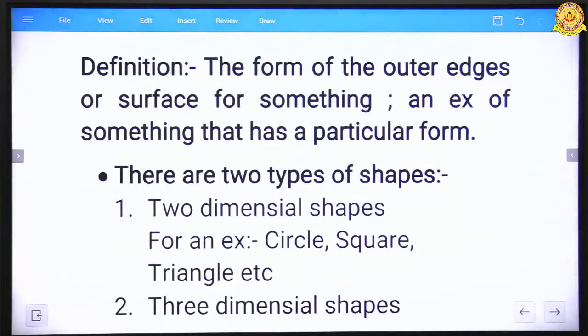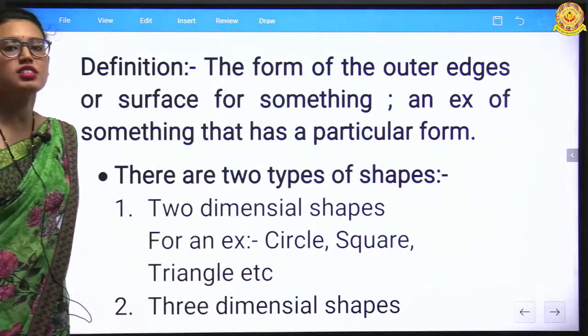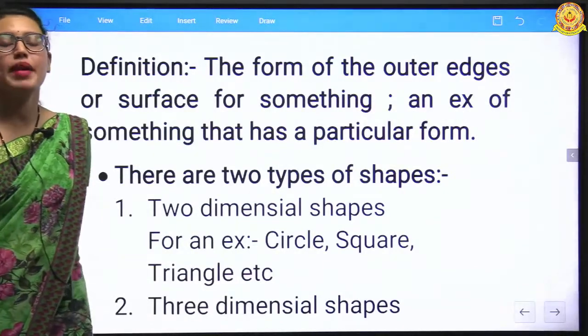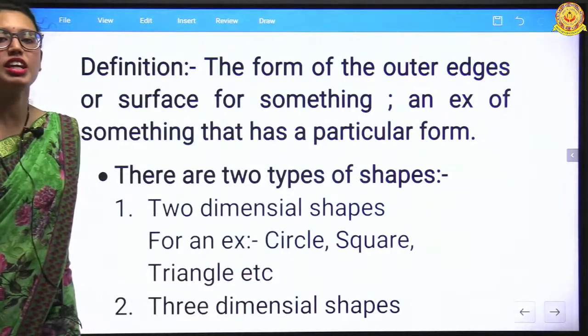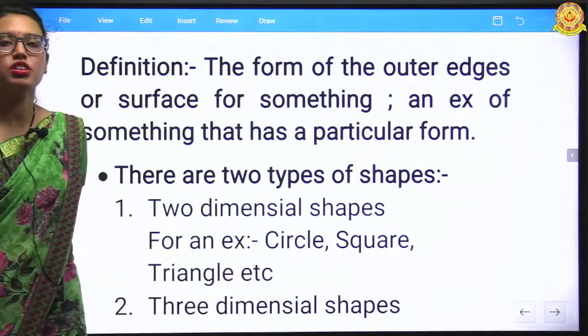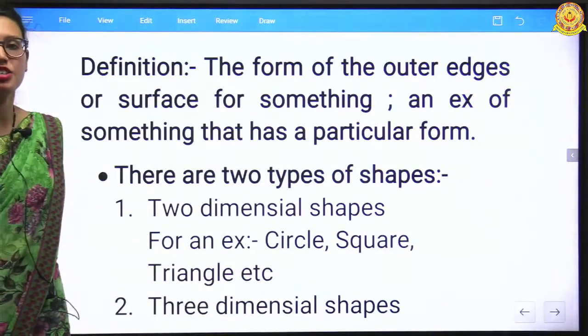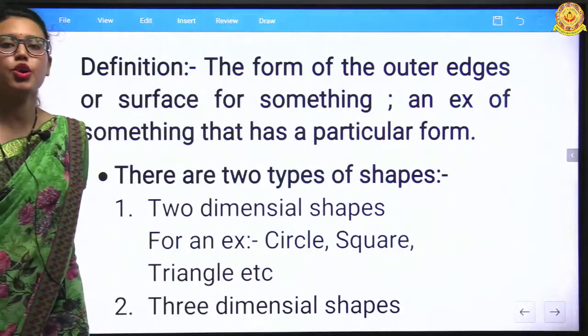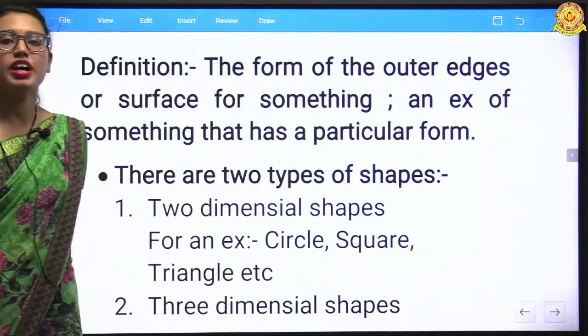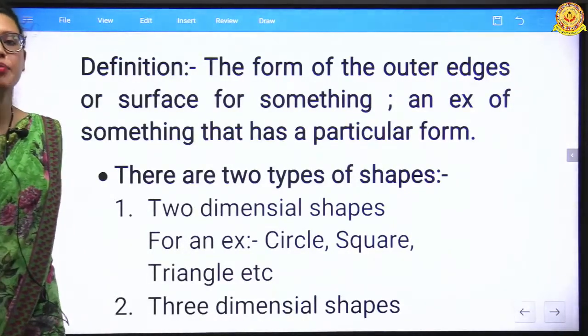The shape is a form of the outer edges or surface for something, an example of something that has a particular form. If you are sitting in a room, you just take a look around yourself, you will see many objects around yourself in different shapes. You will see your pencil box, your water bottle, your glass are in a cylinder shape. And if you see your notebooks and books, it will be in a rectangular shape. So there are many different shapes in our basic lives.